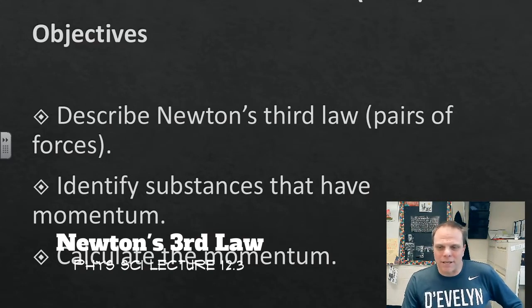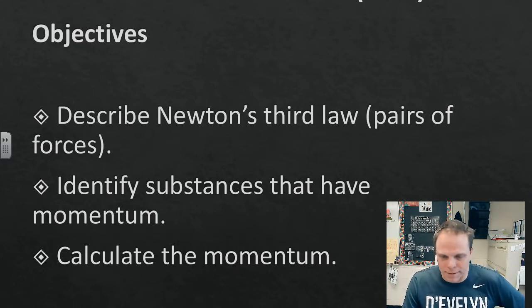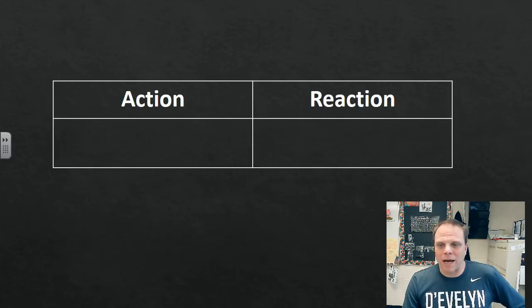Our objectives today are to describe Newton's third law, the pairs of forces, action and reaction forces, to identify the substances that have momentum. Let's think about what momentum is and what kind of things have momentum, and to calculate momentum using a formula.